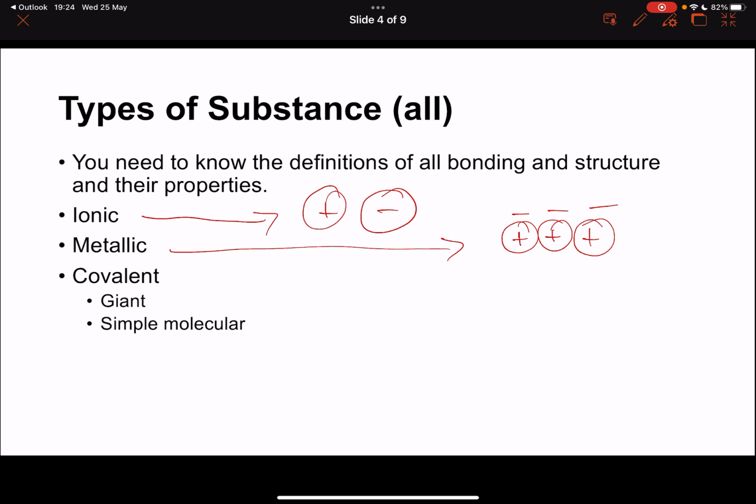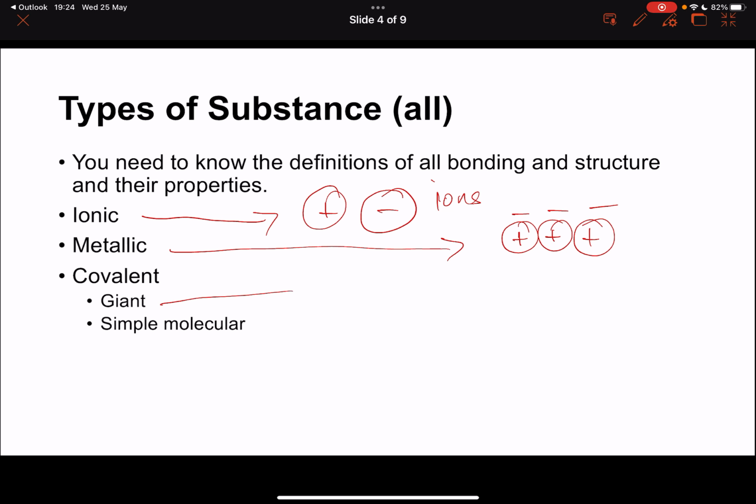Metals conduct electricity because they have delocalized electrons that can carry charge. Ionic substances will not conduct when they are solids because the ions are fixed, but when they are in the molten state or in a solution, the ions are mobile and can carry charge.